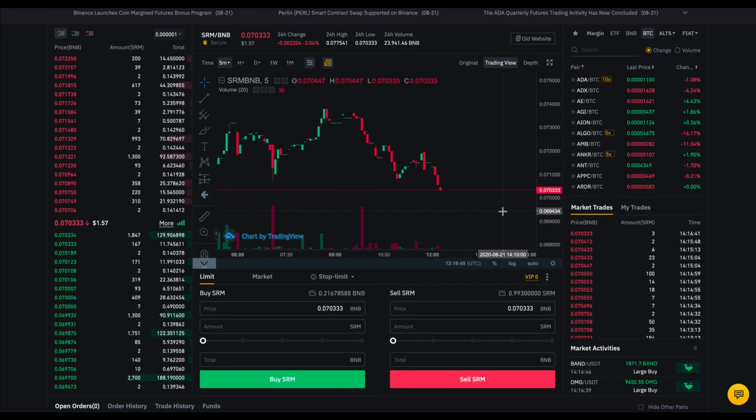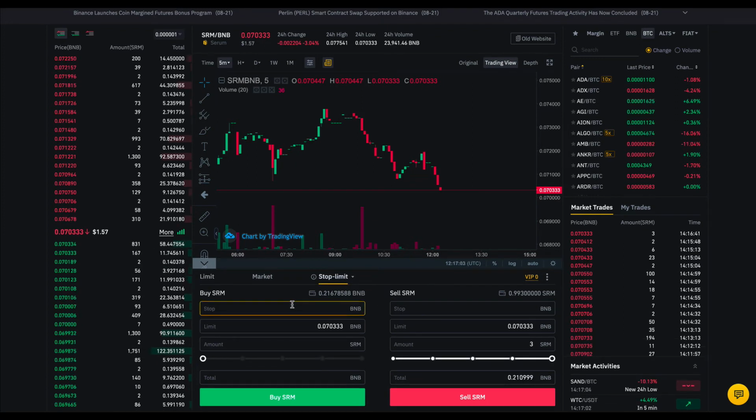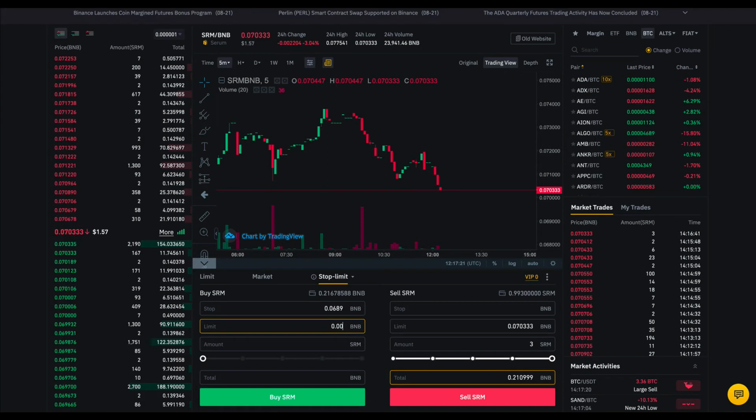Now let's say I want to buy again. And I want to buy only when it hits 0.0689. Let's remember that. Then I can go stop limit. This is not behaving like a stop limit, like a hard stop now. So what I can then say is at 0.0689, and then I have to punch in 687.